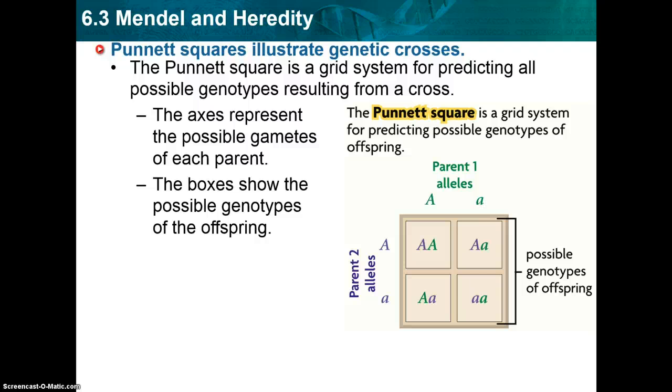The boxes show the possible genotypes of the offspring. So you're going to have one parent here, and these will show the possibilities of what their offspring could express as far as those genes.